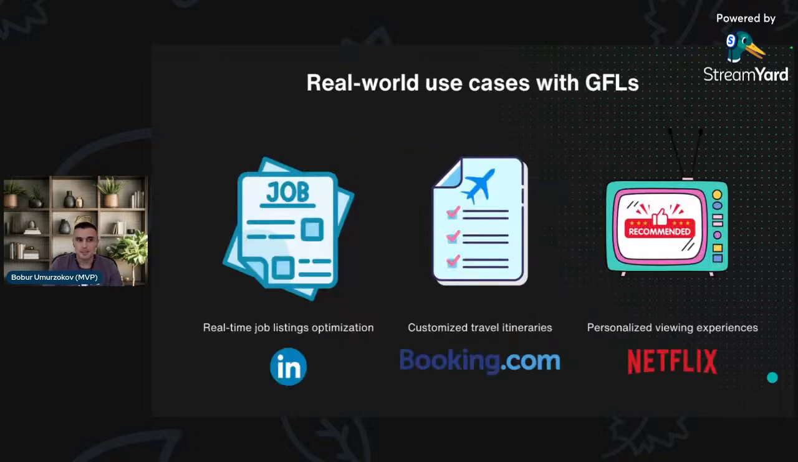Other real-world examples of GFL usage: think about LinkedIn, for example, or all these recruitment platforms, which can also leverage GFL to continuously refine the job postings based on the trends in what candidates search for or apply to. For example, AI can detect if someone is searching only for remote work, so more remote jobs can go up, and people who prefer remote work can see them on the top of these job listings.